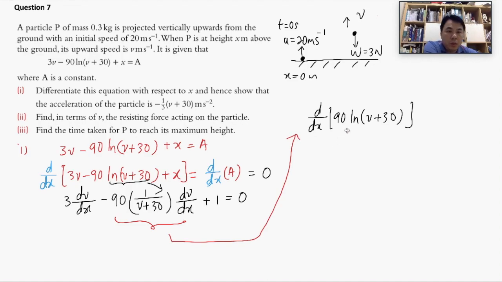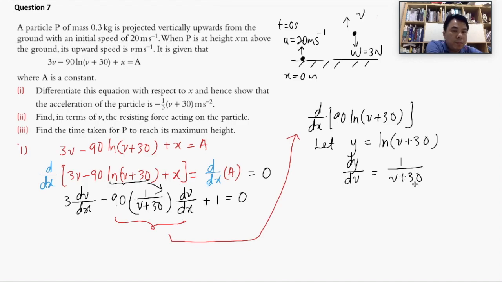So first of all, we can let, for instance, y equal to v plus 30. Sorry, not y plus 30. Sorry, it's supposed to be let y equal to ln(v plus 30). Yeah. And then here we can apply a bit of chain rule. dy/dv is basically 1 over (v plus 30).